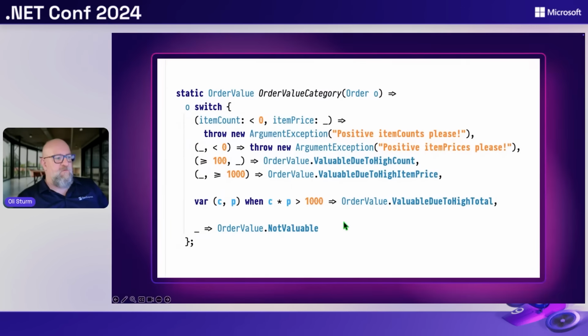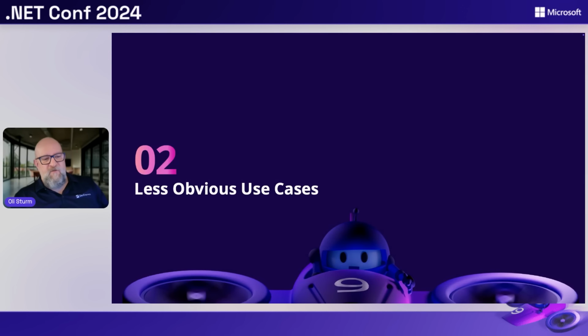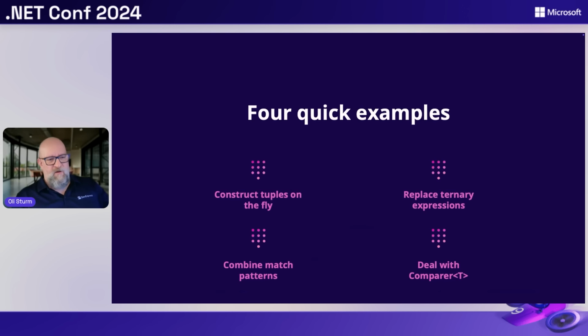Now, moving on a little bit in the slides here, I've got a couple of examples, or there are 4, in fact, for less obvious use cases. First, the ability to construct tuples on the fly. This is just a small thing, really, but I remember it had me baffled the very first time I saw it myself, so I thought I would show you that quickly.